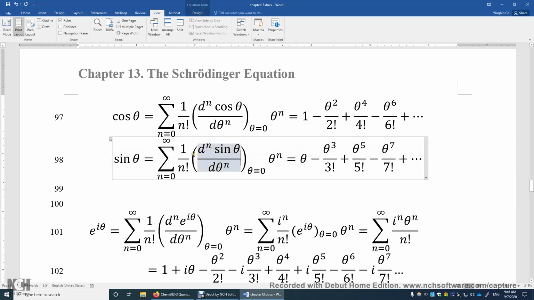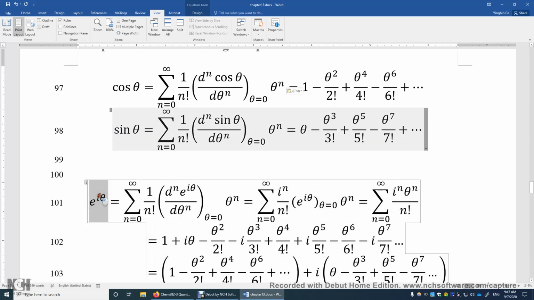The second term is 1 over 1 factorial times, well, over here, this is the first derivative of sine theta. That's cosine theta. And cosine 0 is 1. So we have 1 over 1 times theta to the power of 1. So that's this term, and we have some other terms. You can easily verify the other terms. Now we have cosine theta and sine theta determined here and here.